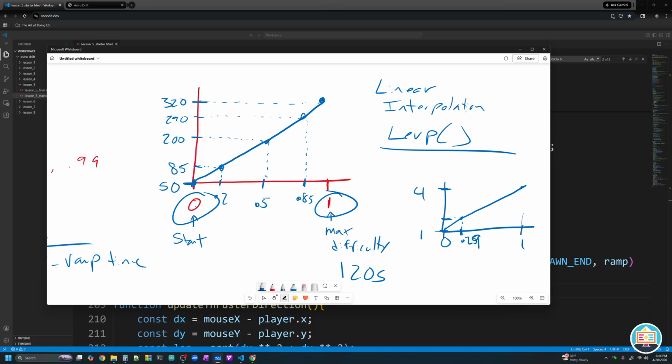Let's make it like 0.29. Okay. Maybe this is going to give me like, I got to spawn, oh, I don't know, like 1.87 asteroids. I have no idea. Okay. Here's the bad thing. We can't spawn 0.87 asteroids.